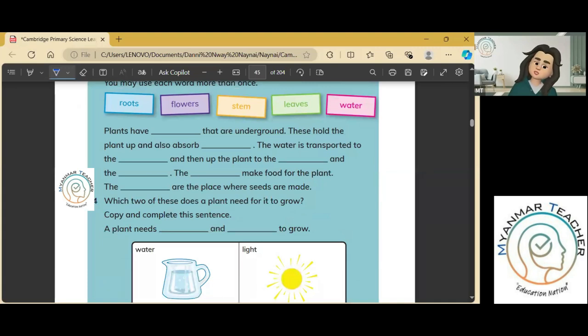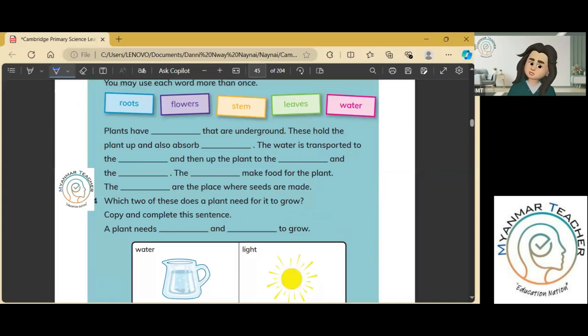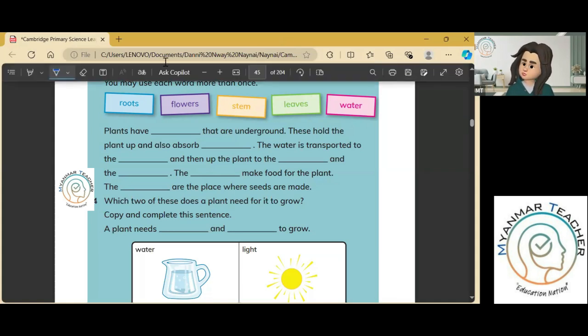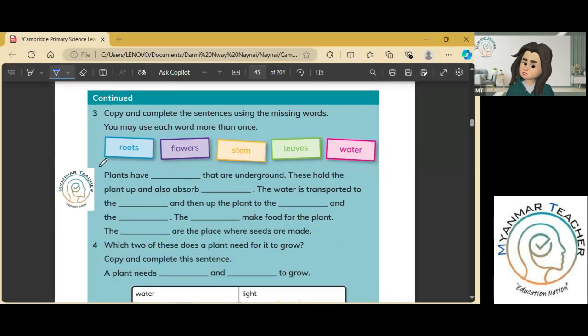Okay, it is continued. This is like kind of like a test after every chapter, because after every unit, so we'll finish with ones like 1.1, 1.2, 1.3, 1.4. It's finished. We're going to move on to 2. Copy and match the sentences using the missing words. You may use each word more than once.